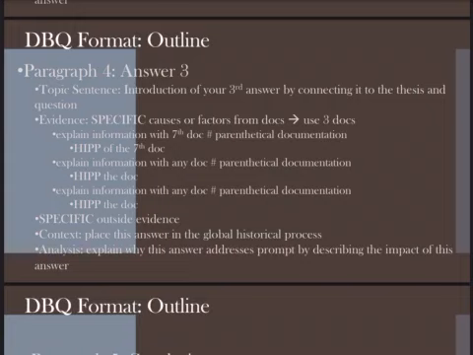Context: put this into the process of world history. And then analysis: explain why your answer is an answer. So all of your body paragraphs are structured the exact same.